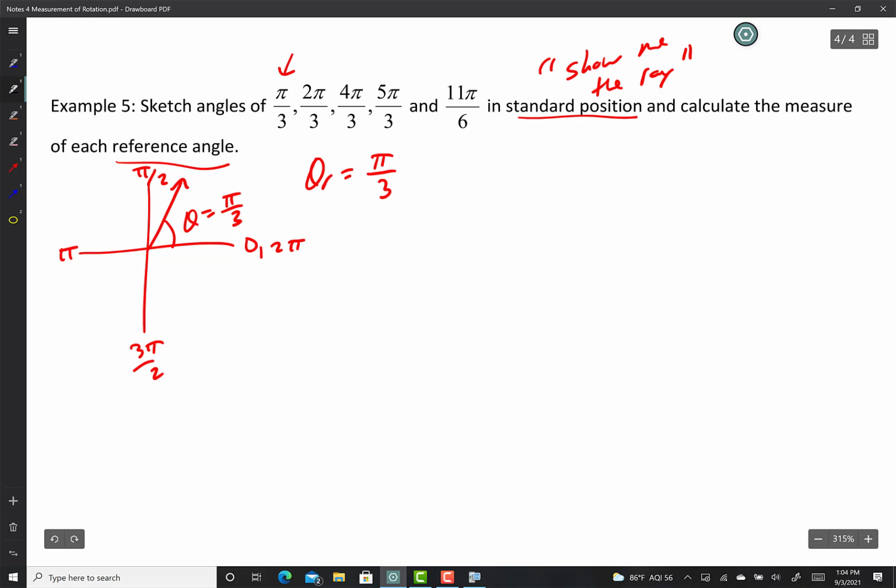So here's my grid again. And 0, pi over 2, pi, 3 pi over 2, 2 pi.